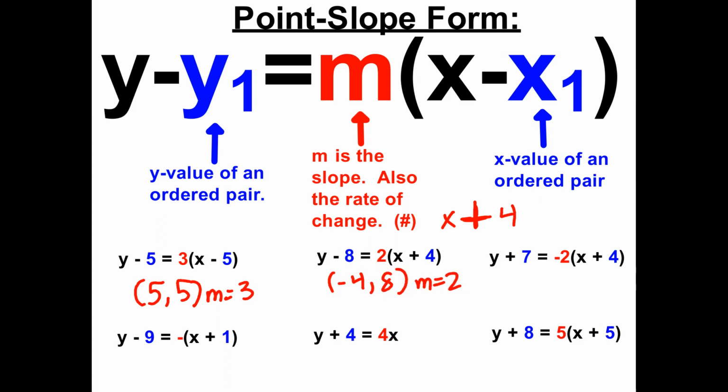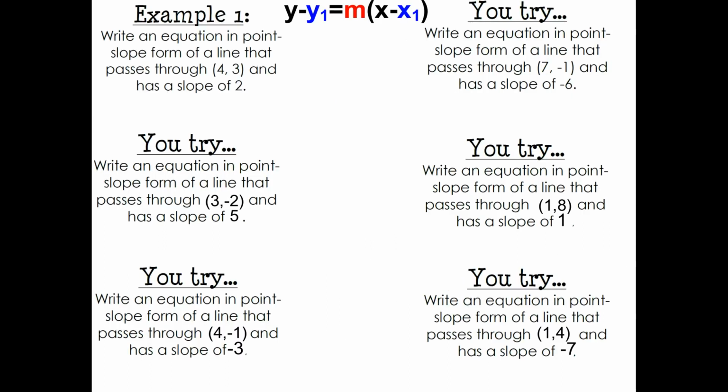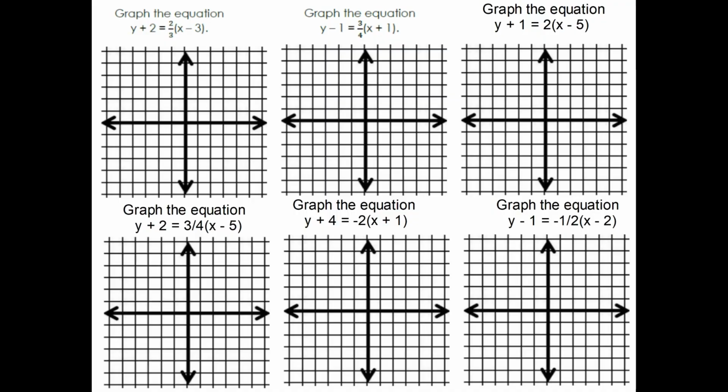Just a quick review. Then we went on to write a point and a slope in point slope form, and we pretty much had no problem with that. Then we went to graphing in point slope form, and then it got a little tricky for some of you all. We take out the point.